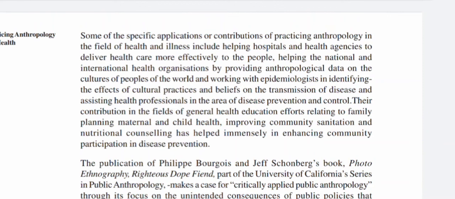Their contribution in the field of general health education, efforts relating to family planning, maternal and child health, improving community sanitation, and nutritional counseling has helped immensely in enhancing community participation in disease prevention.